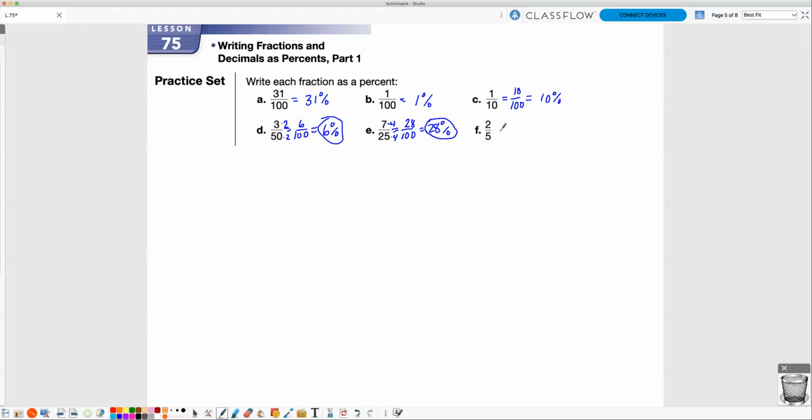Letter F, 2/5. I can do the same thing here. I can see that 5 will convert into 100 quite easily by multiplying it by 20. And 2 times 20 is 40. So because 2 times 20 is 40, now I know what my numerator, being 40, will determine what the number is with the attached symbol of percentage, 40%.